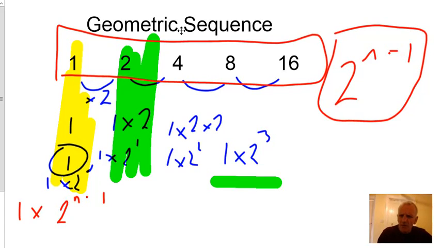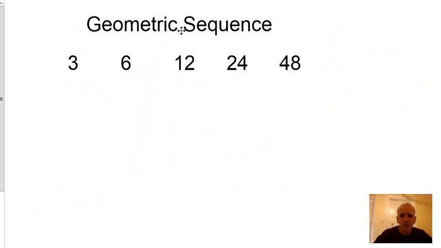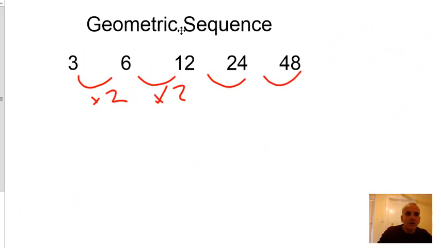Okay, so let's try one just slightly trickier. Let's have a look at this one. Again, it's still going up, but it's being multiplied by 2. So I recognise it as a geometric sequence. It's being multiplied by 2 all the way through. The only thing that's really different about this is the initial number. The initial number is 3.